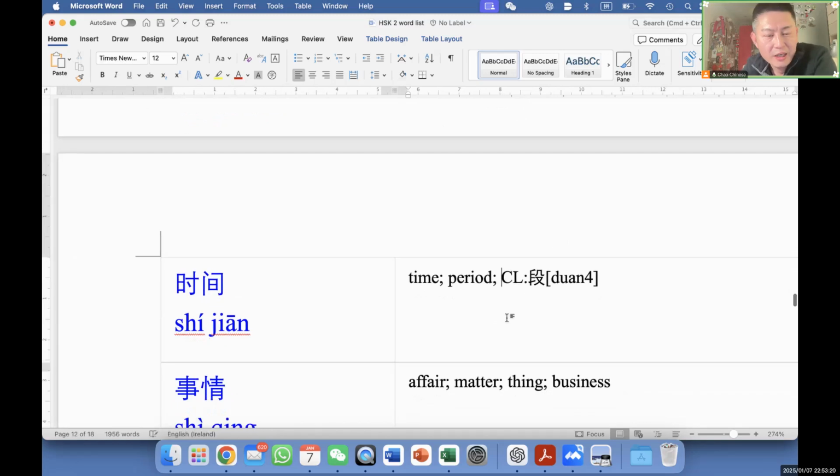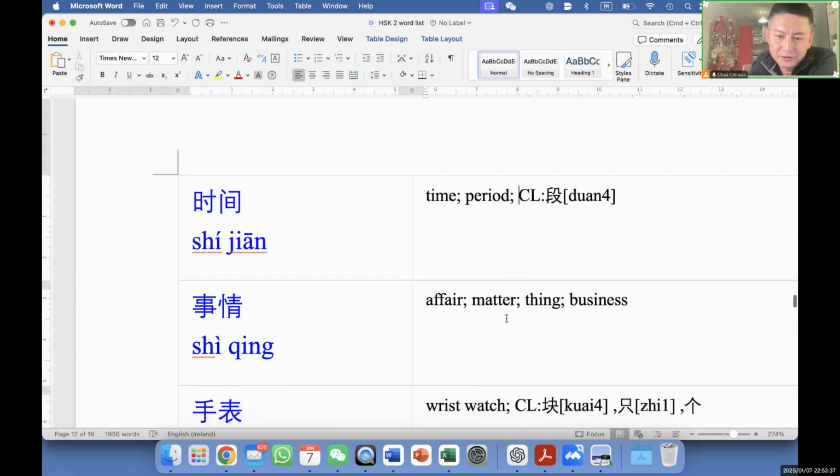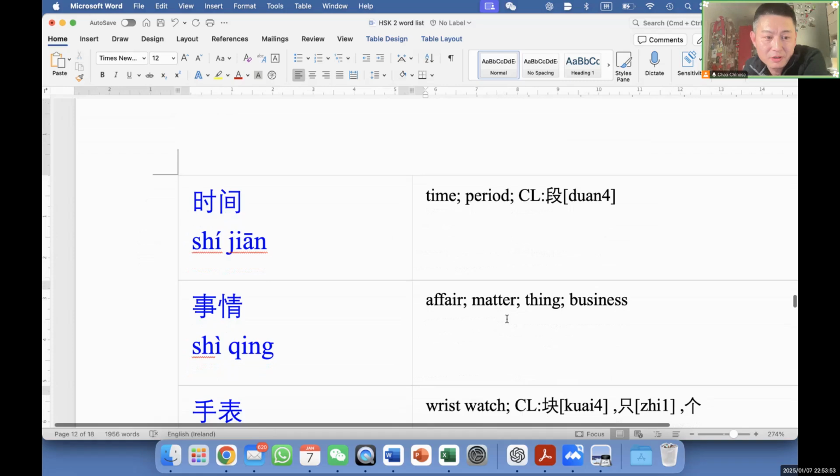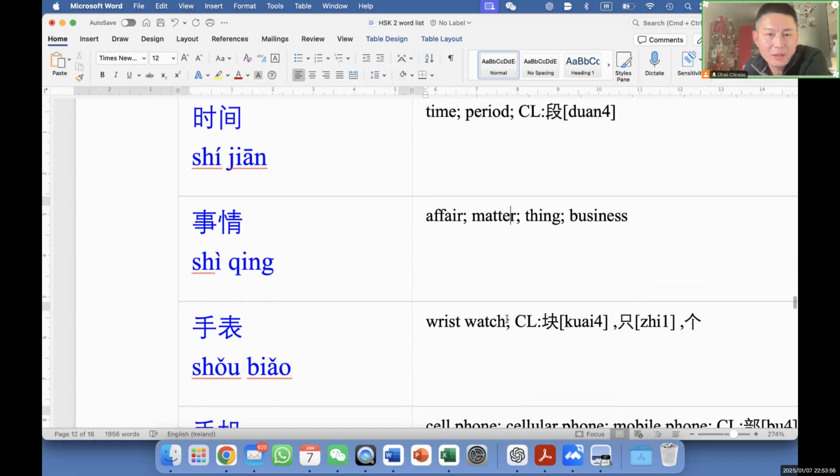时间, time. 间 is space. Did we learn like a room of time? A room of time is time, isn't it? Yeah, time, space, they are connected, right? 时间, 事情, matter, things. Like 你有什么事情? What things do you have? What do you have? 我有一个事情. I have something. Kind of difficult to explain what that is. Yeah, just matter. Okay, 你有什么事情? 你有什么事? 手表, a hand clock. It is a watch, isn't it?